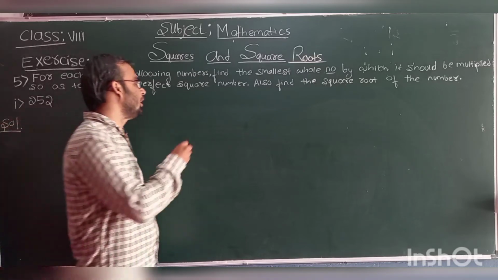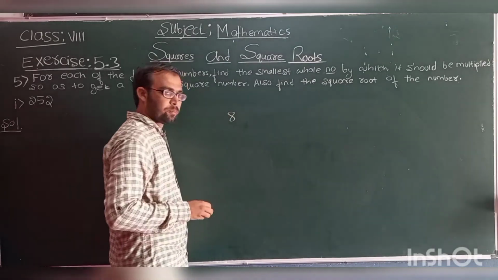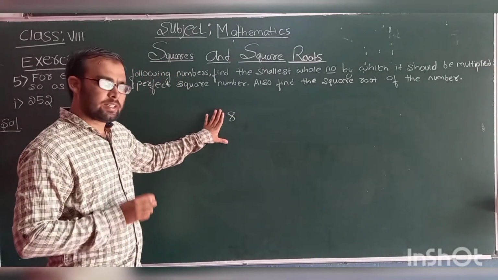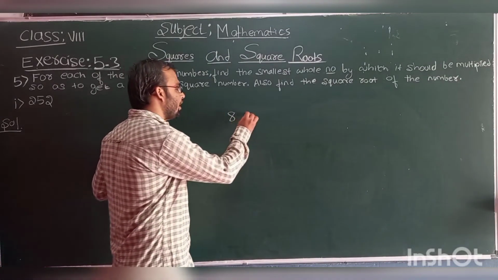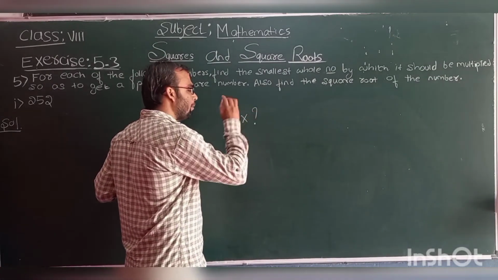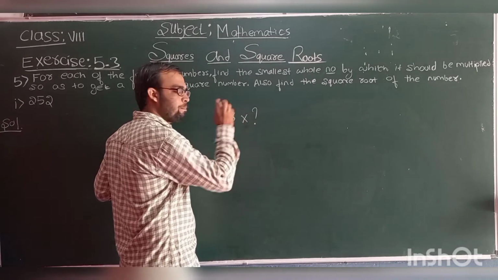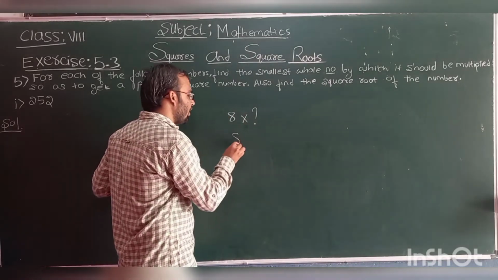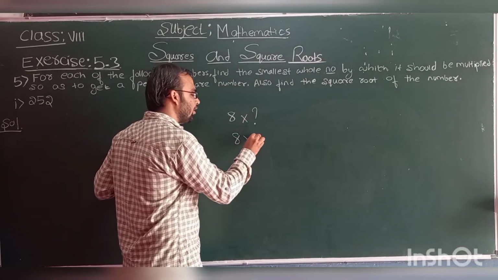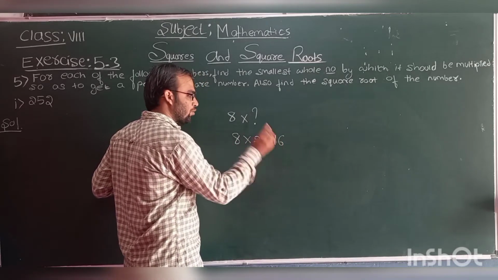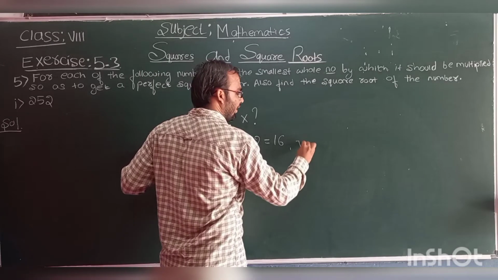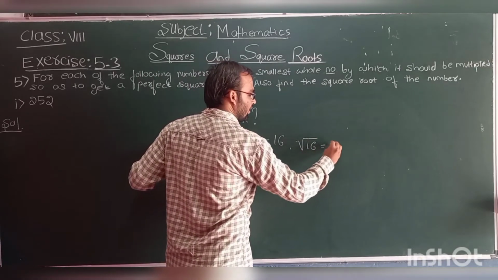Okay, for example, here 8 is there. This 8 is not a perfect square. So when we multiply this 8 with a particular number, we will get a perfect square. That is, when we multiply 8 with 2, we will get 16. 16 is a perfect square, and now we need to find the square root of 16, that is 4.